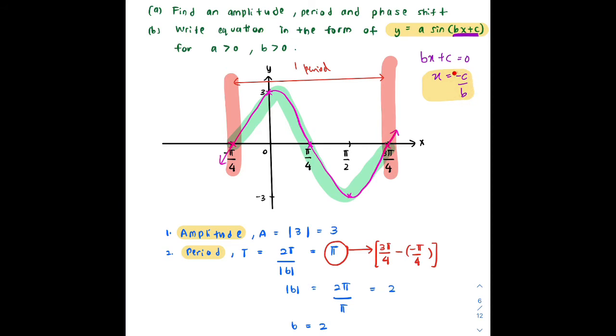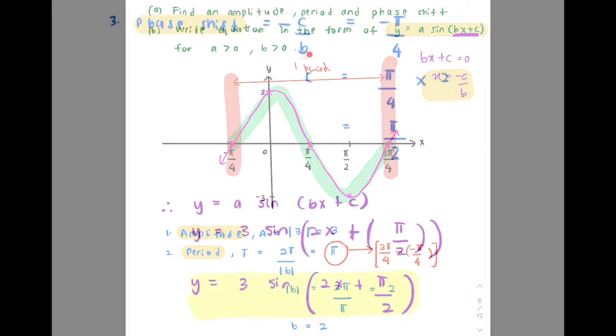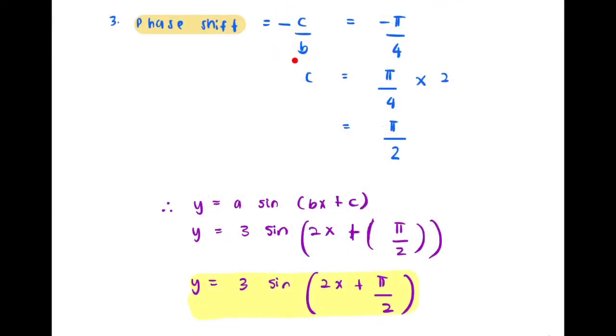So let's equate minus c over b with your phase shift. So this is your phase shift, minus pi over 4. Minus c over b that we get from the equation just now is equal to your phase shift, minus pi over 4. So cancel out the minus. b, we already know this is 2. So cross multiply. So multiply by 2, so cancel out. Therefore, the value of c is equal to pi over 2.